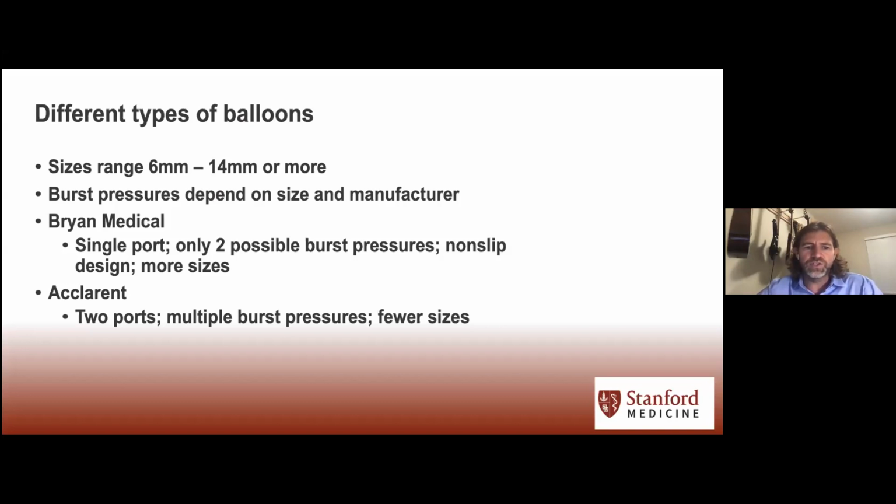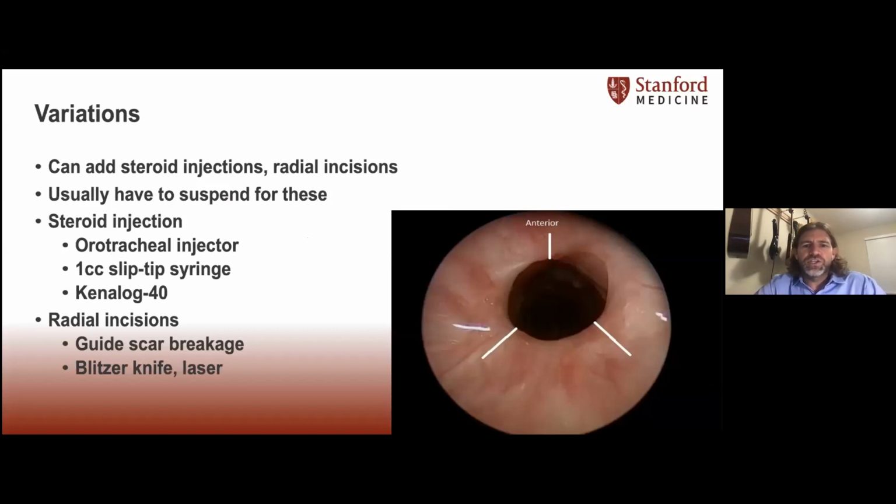Again, the Acclarent has the 2 ports, multiple burst pressures, and fewer sizes. There are variations with what we do with the balloon. A lot of people will put some steroid injections in multiple quadrants, and we'll do radial incisions at that point.